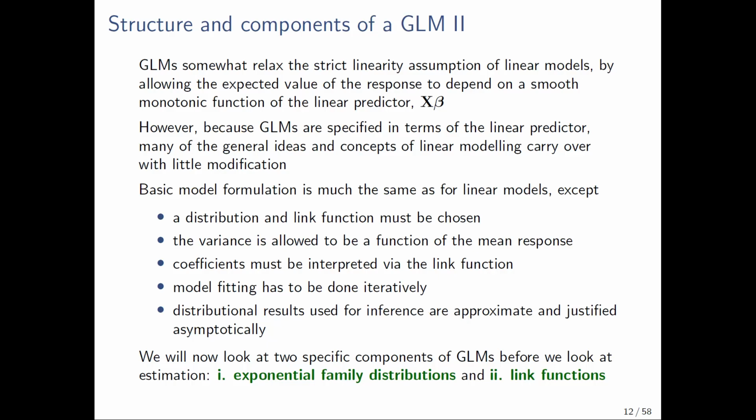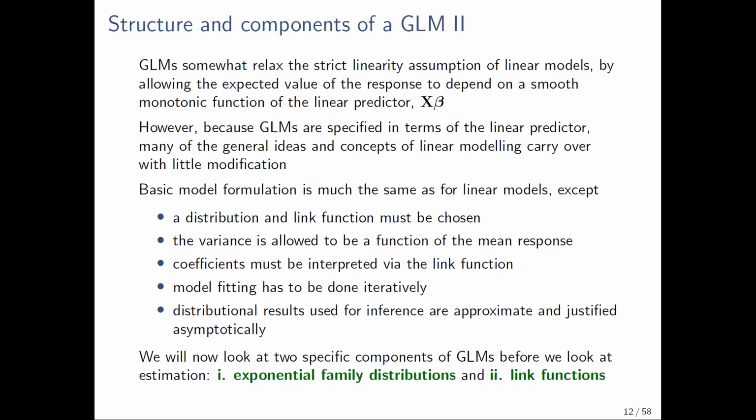So with these key three components, what you can see is that GLMs somewhat relax the strict linearity assumption of linear models by allowing the expected value of the response to depend on a smooth, monotonic function of the linear predictor. But because GLMs are specified in terms of the linear predictor, many of the general ideas and concepts of linear modeling carry over with little modification. Basic model formulation is much the same, but with the following exceptions. First, a distribution and a link function must be chosen, two of the three components that I've just described.